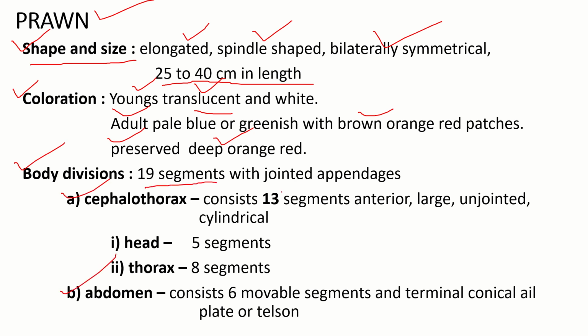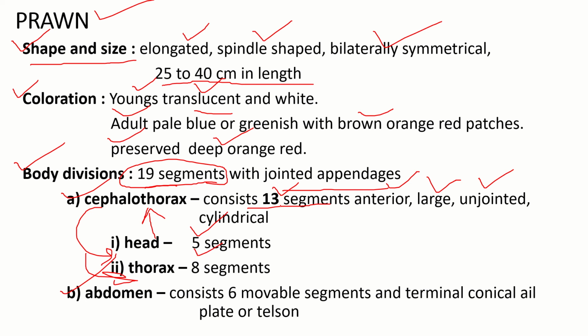The body has 19 segments with jointed appendages. Out of those 19 segments, the cephalothorax comprises 13 segments. The cephalothorax is the anterior, large, unjointed part made by two segments, head and thorax, combined and called the cephalothorax. The head comprises 5 segments and the thorax comprises 8 segments, totaling 13 segments. The abdomen consists of 6 movable segments, with a conical tail plate or telson.